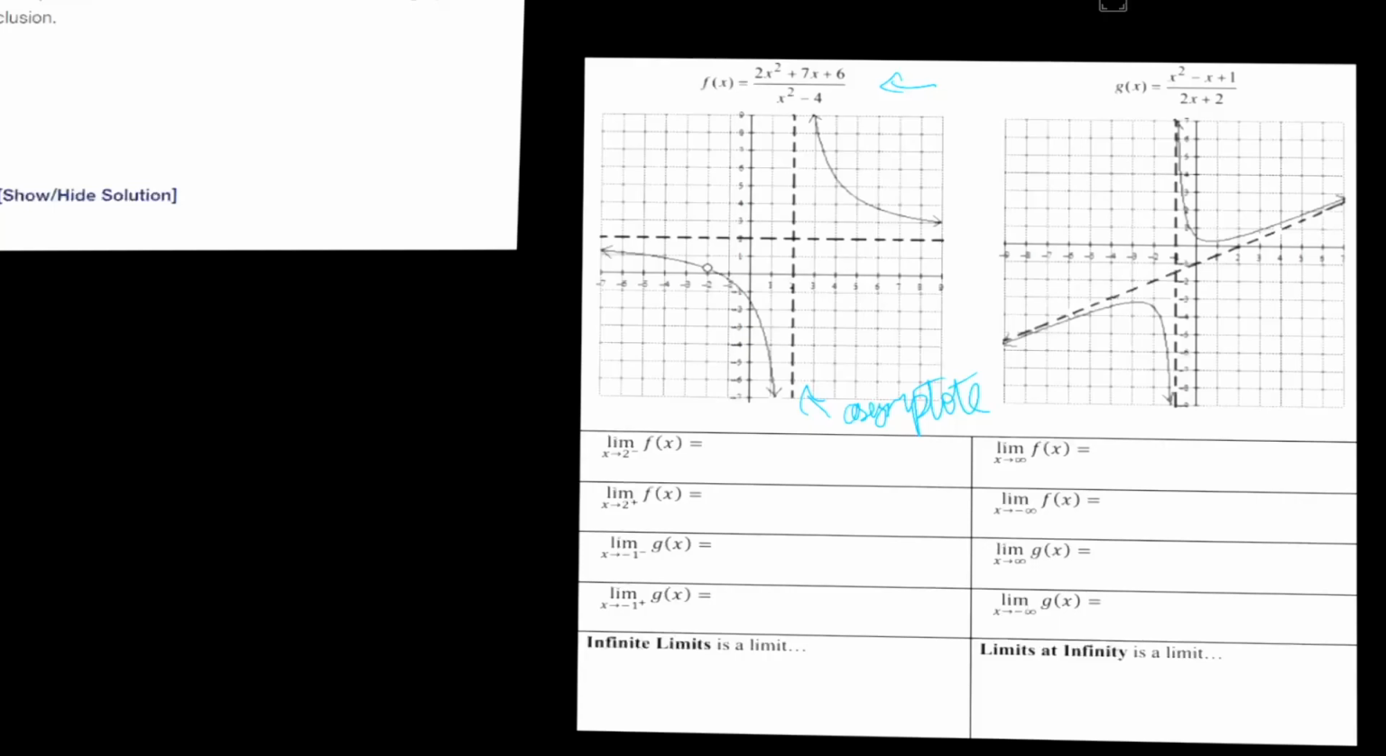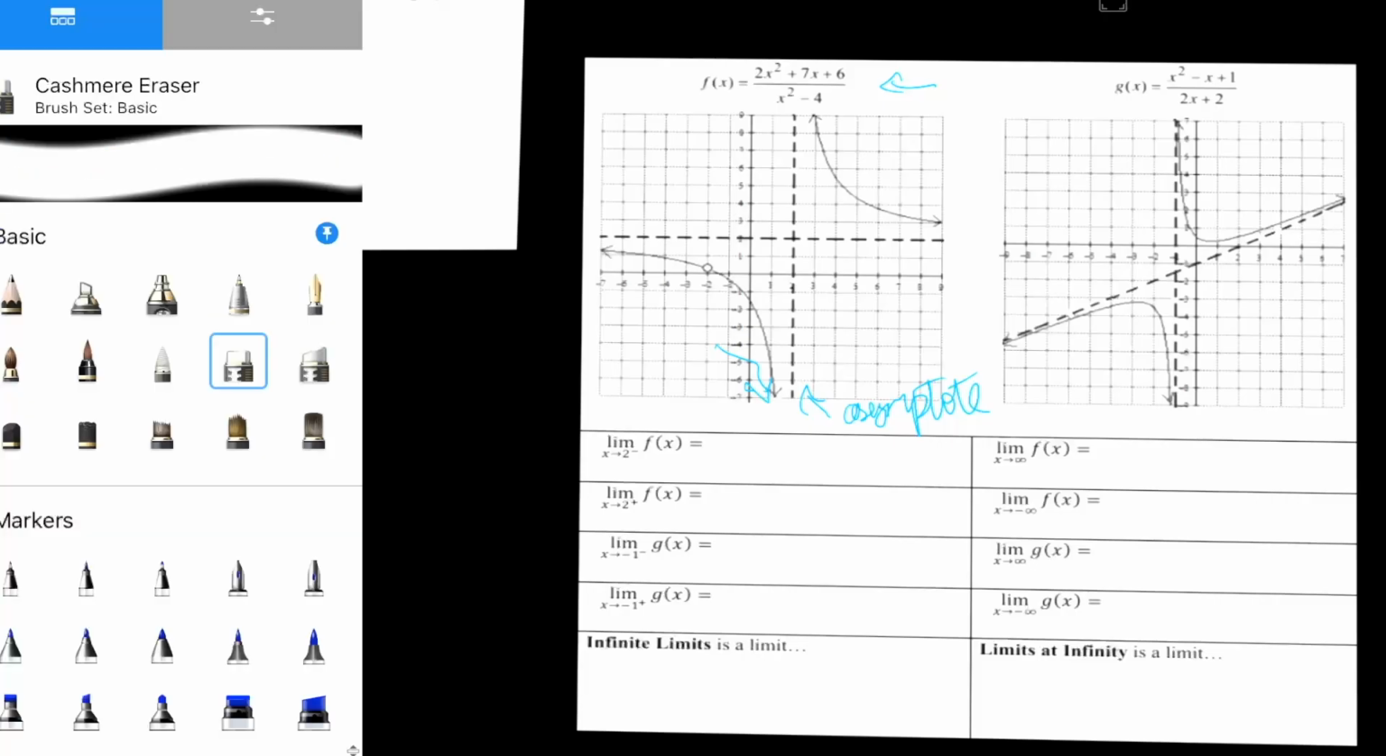So what's happening to the function over here? It's going down and down. It's getting larger and larger in the negative direction, and it's never going to cross that x equals 2. It's going to keep going to infinity, but in the negative direction. So this is just going to be negative infinity.